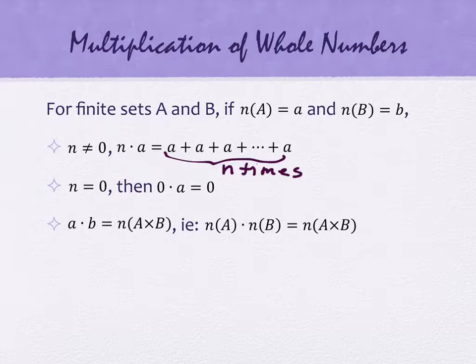And A times B is the number of items in the cross product of A and B. So n of A cross B. And we've seen this before. We did this when we did cross products, that n of A times n of B equals n of A times B.